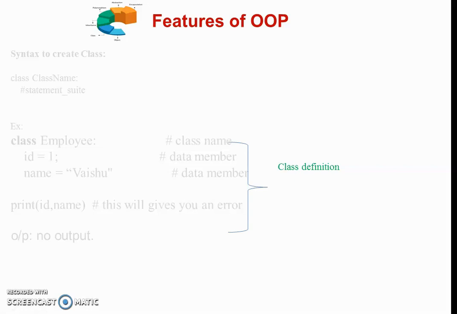Now we are going to see how to create a class in Python. Python has a very simple syntax for defining a class. A class can be defined by using class as a keyword followed by the name of the class, then a colon, and here you just include the set of statements or statement suites that are included inside a class.